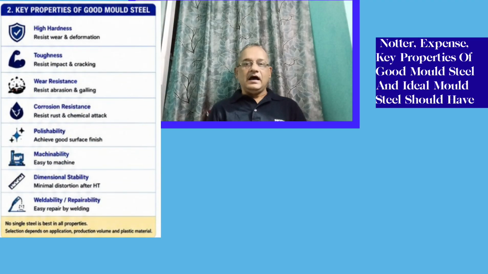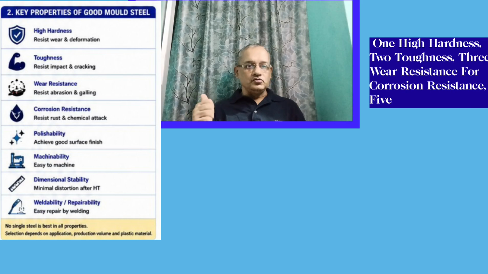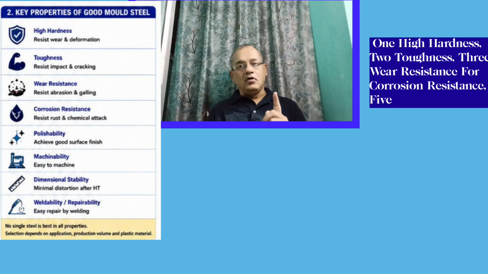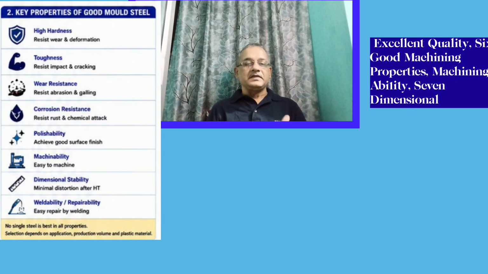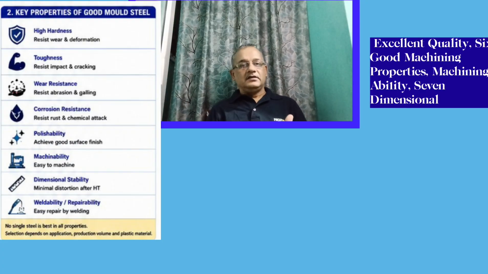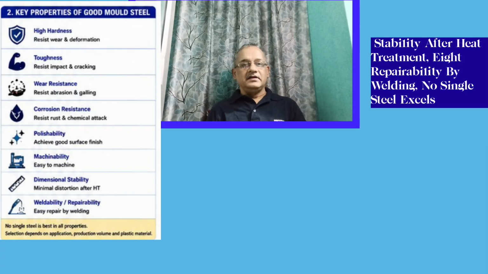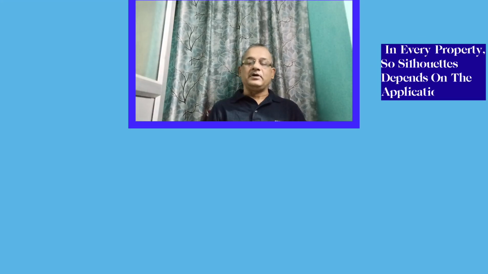Key properties of good mold steel. An ideal mold steel should have: 1. High hardness, 2. Toughness, 3. Wear resistance, 4. Corrosion resistance, 5. Excellent polishability, 6. Good machining properties, machinability, 7. Dimensional stability after heat treatment, 8. Repairability by welding. No single steel excels in every property, so selection depends on the application.